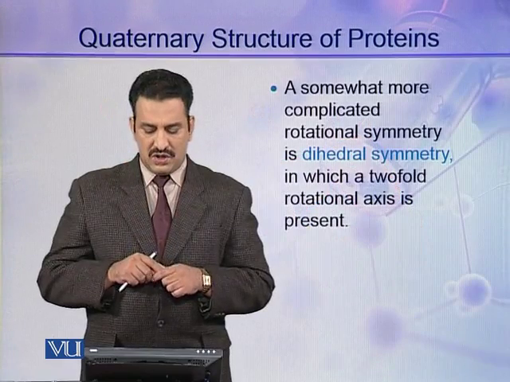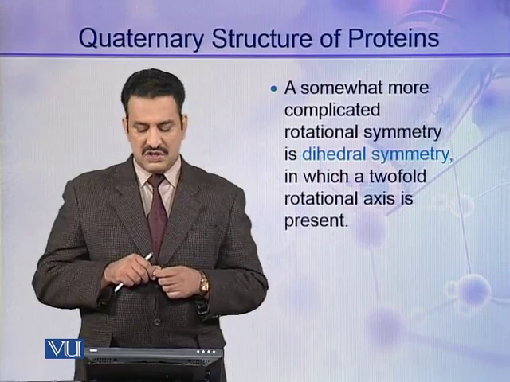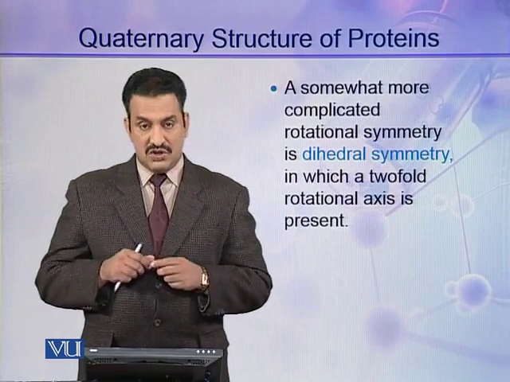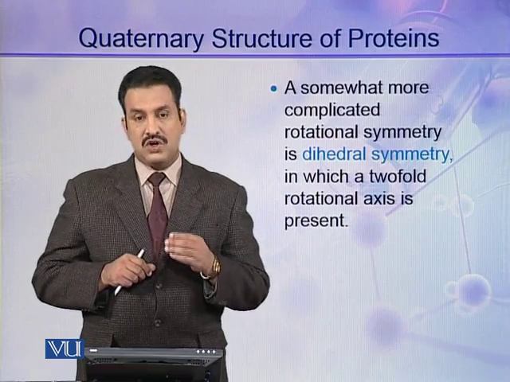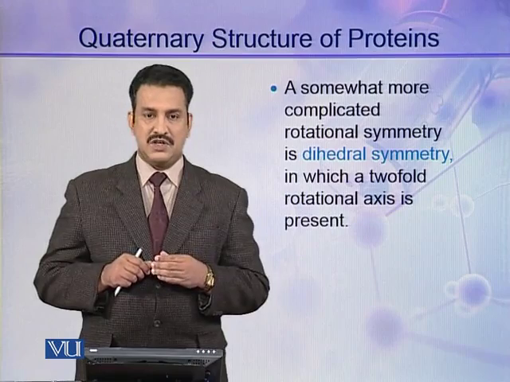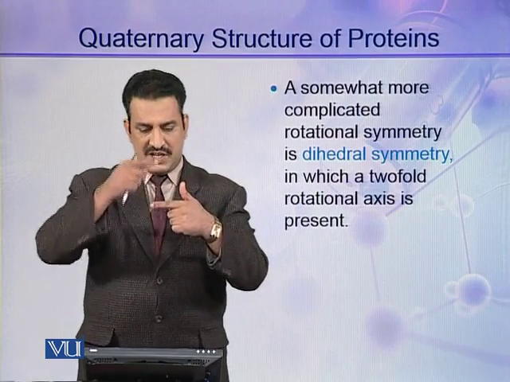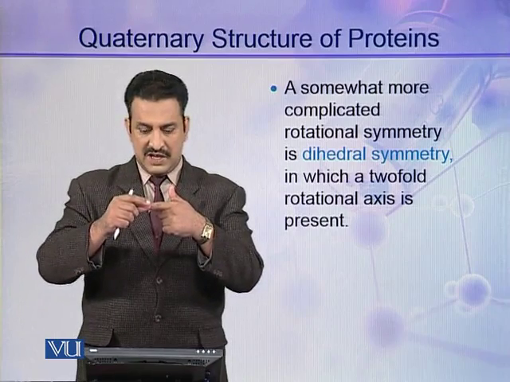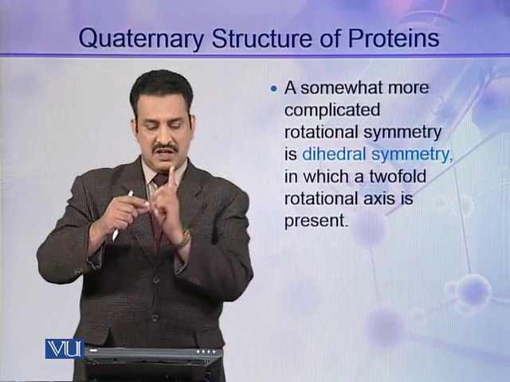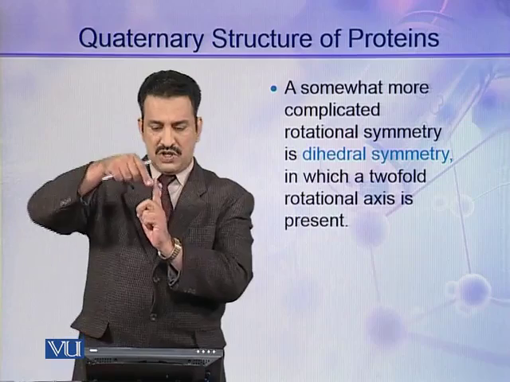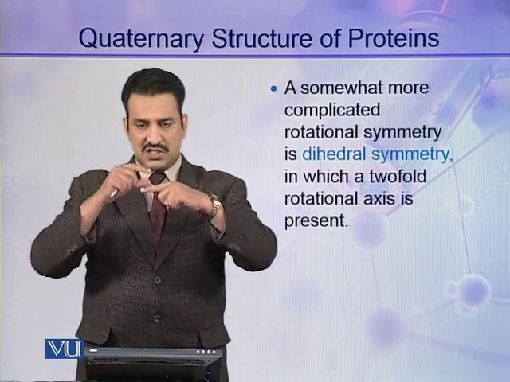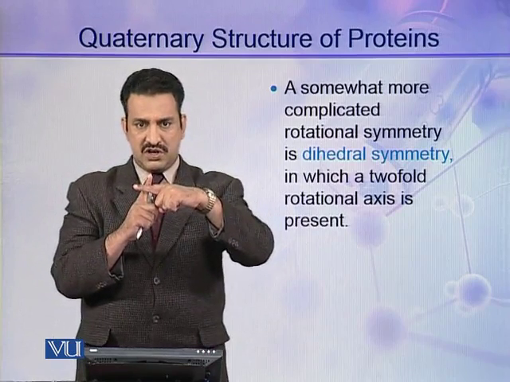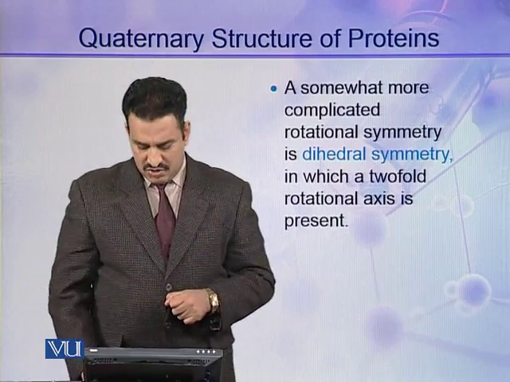A somewhat more complicated rotational symmetry is dihedral symmetry. This is another type of rotational symmetry, and in dihedral symmetry, a twofold rotational axis is present. That means there is one rotational axis and protomers are arranged like this, and in the same molecule there may be another rotational axis and molecules are arranged like this. Here two rotational axes are present, which are normally at right angles to each other, and such symmetry is called dihedral symmetry.